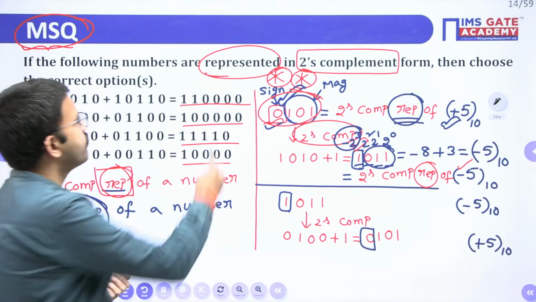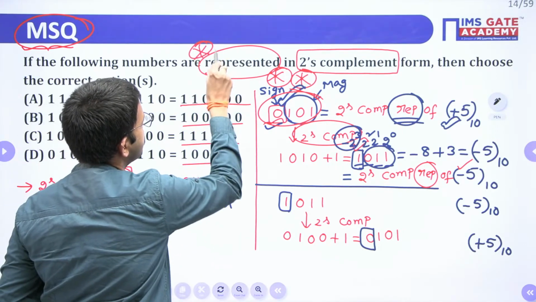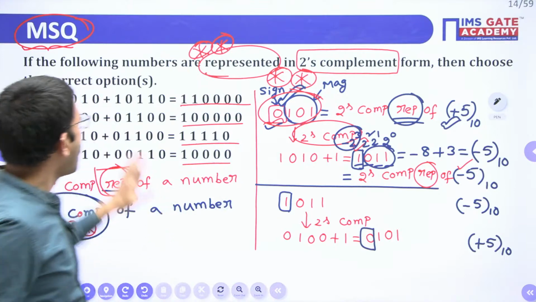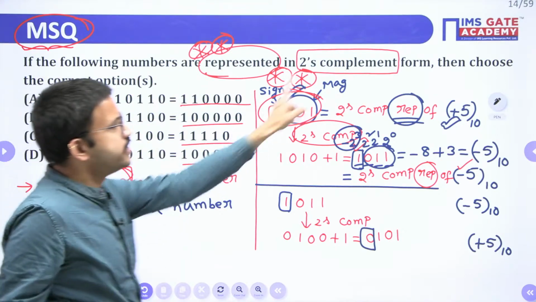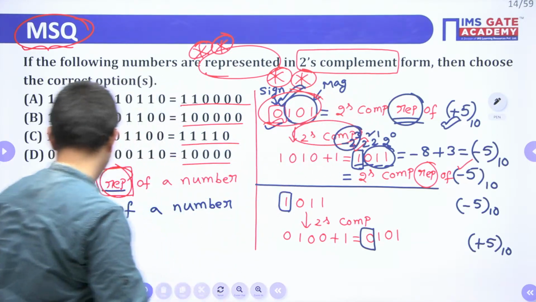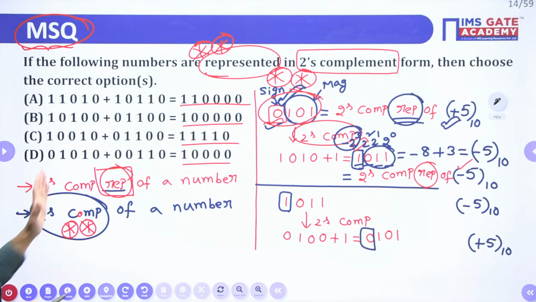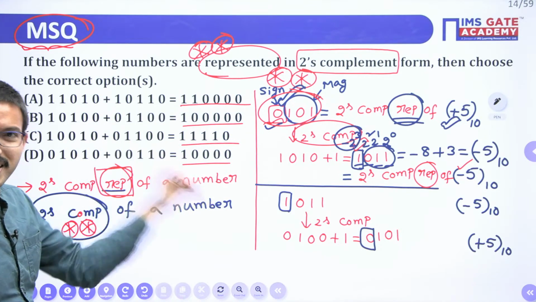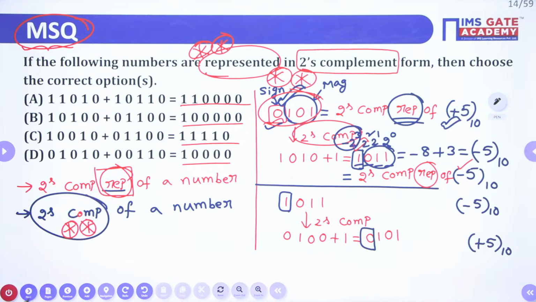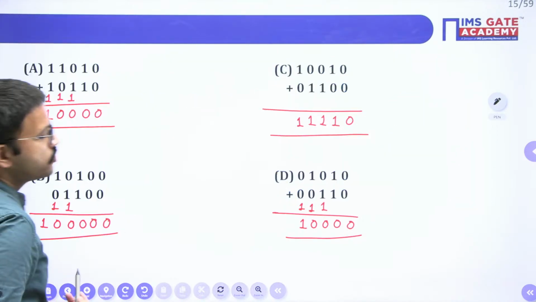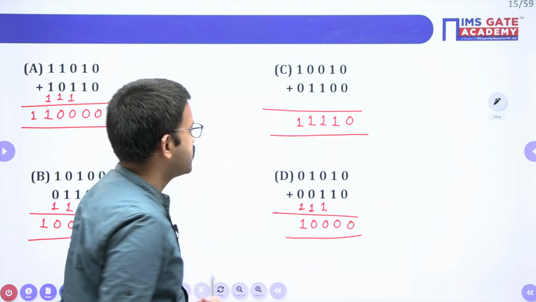But here the very, very important keyword is this one. What they have mentioned, all these numbers are represented in 2's complement form, right? So now let us see among these 4 how many are really correct, how many are not correct. Okay, for easy understanding, I will start with option D.